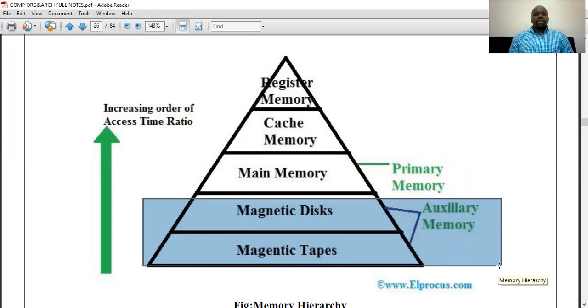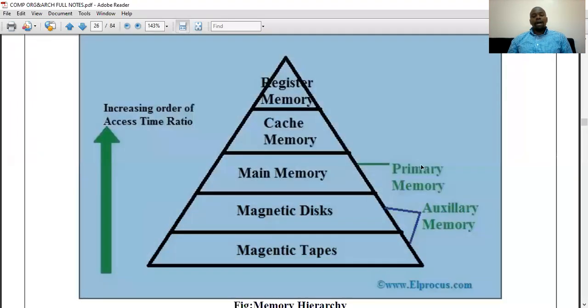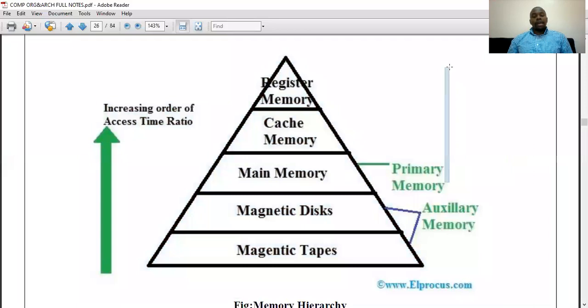A 4 GB flash disk you can get at 400 shillings. If it is 8 GB, you get it at 600 shillings. So from 4 to 8, you've only added 200 shillings, or even 300 or 400 maximum if you're getting a good seller. But if you add 4 GB RAM to go from 4 to 8 GB RAM, you've added 10,000 shillings. So the cost per bit is lower when you are dealing with auxiliary memories, but higher when you are dealing with the other memories on top of the hierarchy: the main memory, the cache, and the registers.